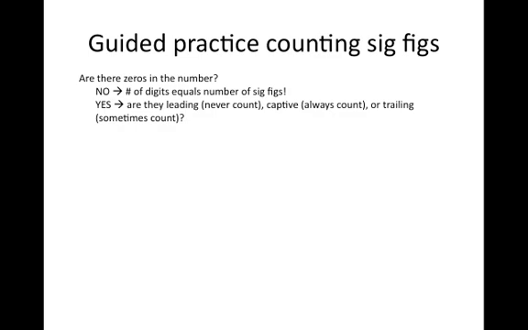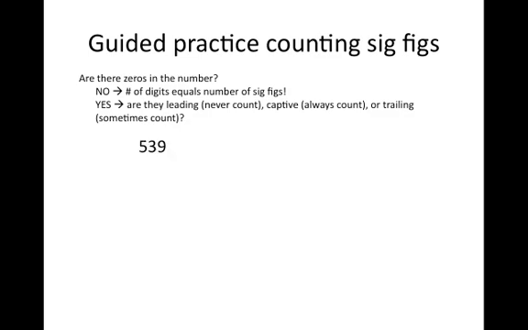Let's try some guided practice counting the number of sig figs. The first thing you want to think about is, are there zeros in the number? If not, the number of digits equals the number of sig figs. If there are zeros in the number, you need to ask yourself if they are leading zeros, which never count, captive zeros, which always count, or trailing zeros, which sometimes count, only if the number has a decimal point.